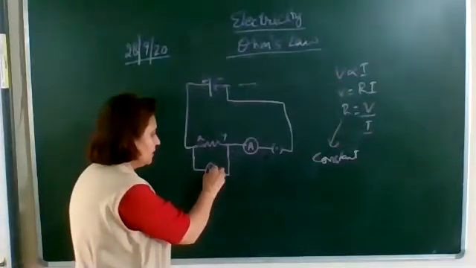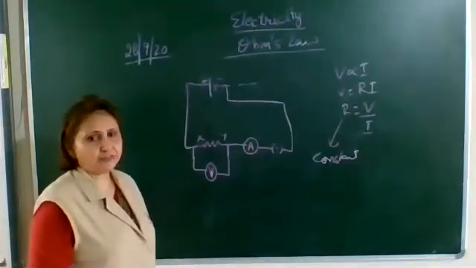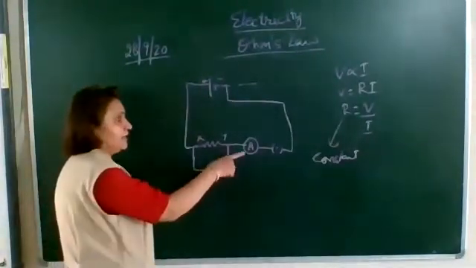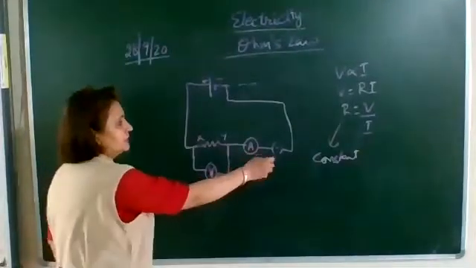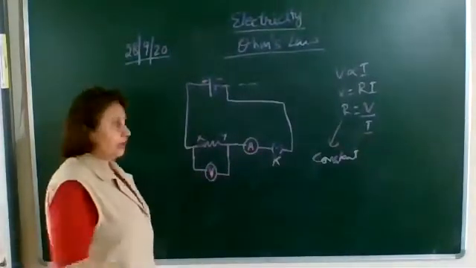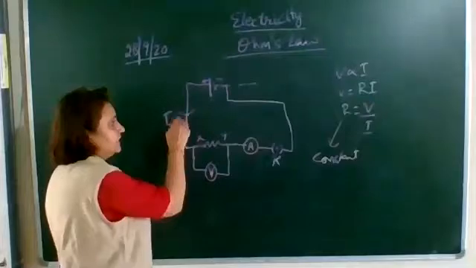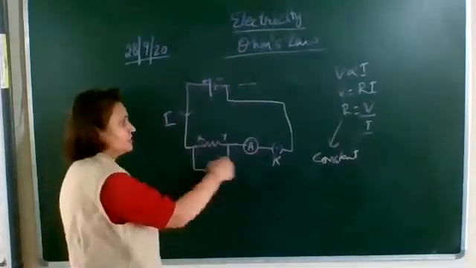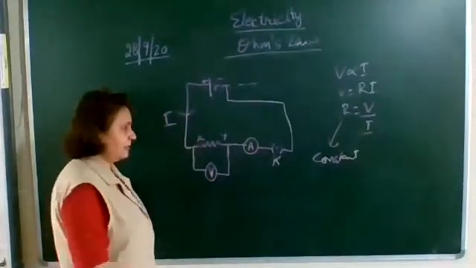So the voltmeter measures the potential difference. Here we have connected the voltmeter in parallel and the ammeter in series. And also there is one key. As we know, the direction of current is from the positive to the negative terminal.